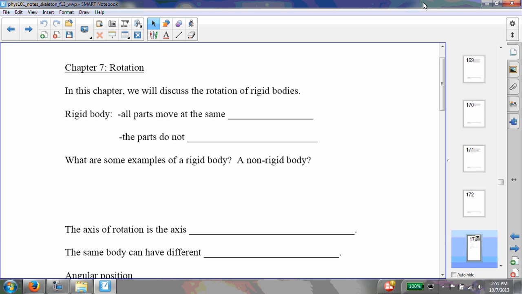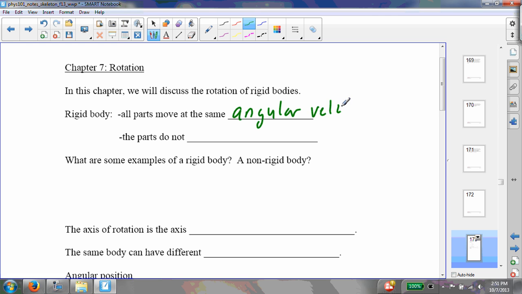In this chapter, we're going to discuss the rotation of rigid bodies. A lot of bodies are rigid. That just means that all the parts move at the same angular velocity. And that means that the parts do not move with respect to one another.